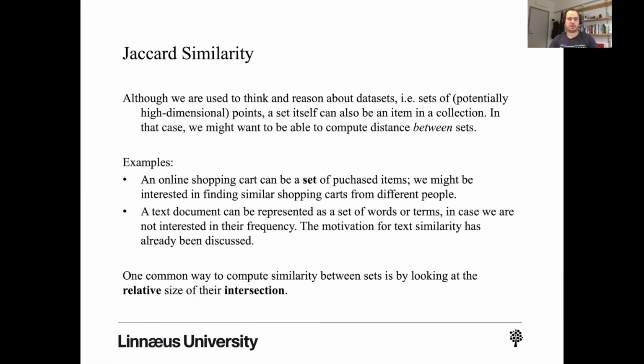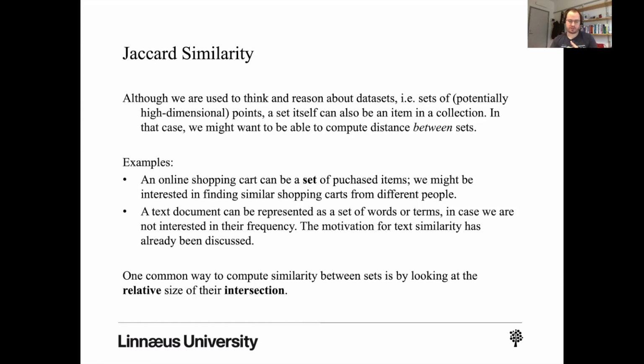Now we're going to talk about other type of data that does not come from Euclidean space. So it's not a high dimensional vector. It's actually about sets. So similarity amongst sets. And the thing is that we usually think about sets as data sets, right? So sets of points, so potentially high dimensional points. But the truth is that a set itself can also be an item in a collection. So you can have a collection of sets where each point in the collection is an actual set of objects. And in that case, we want to be able to compute distance between sets, right?